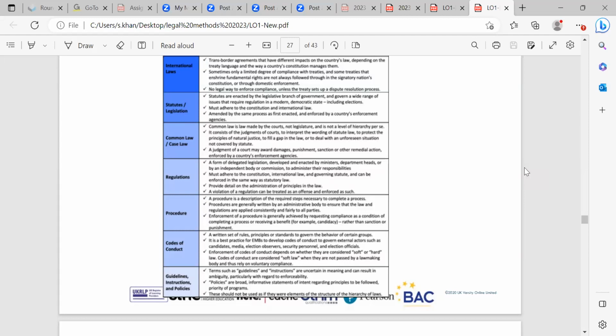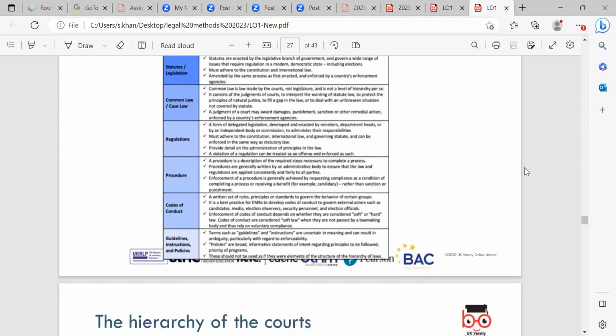Codes of conduct and guidelines. So codes of conduct are a written set of rules, principles, or standards to govern the behaviour of certain groups. It is best practice for EMBs to develop codes of practice, codes of conduct to govern external actors such as candidates, media, election observers, security personnel, and election officials. Enforcement of codes of conduct depends on whether they are considered soft or hard laws. Codes of conduct are considered soft law when they are not passed by a lawmaking body and thus rely on voluntary compliance. So codes of conduct must be followed.